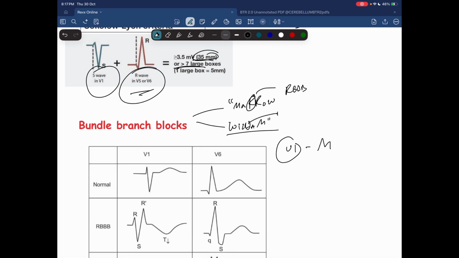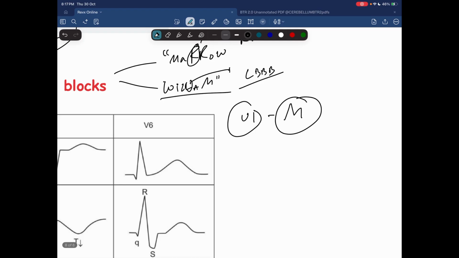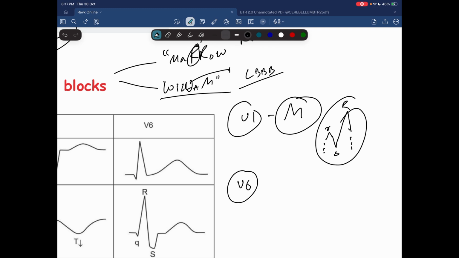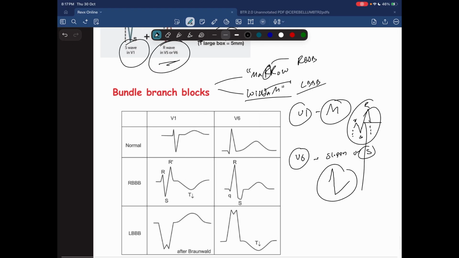And then there is left bundle branch block, LBBB. So in V1 there is an M pattern. This M pattern is also known as RSR. You see there is a small r, then there is a deep S, and then there is another big R. This looks like an M, right? This is known as the RSR pattern or the M pattern in V1. And in V6, we have sloping of the S waves, so there is an R with a very big S. This is for right bundle branch block.